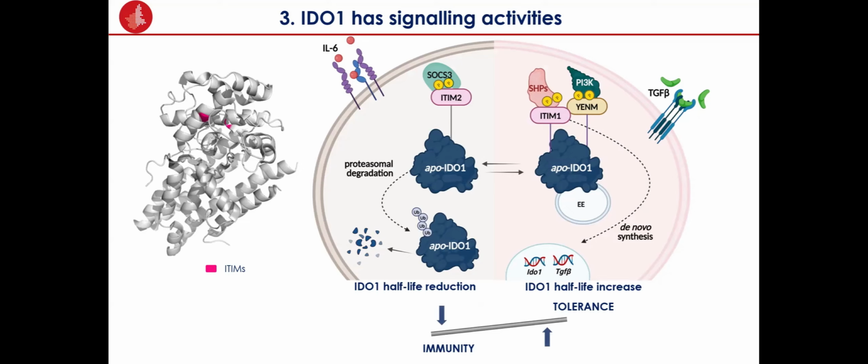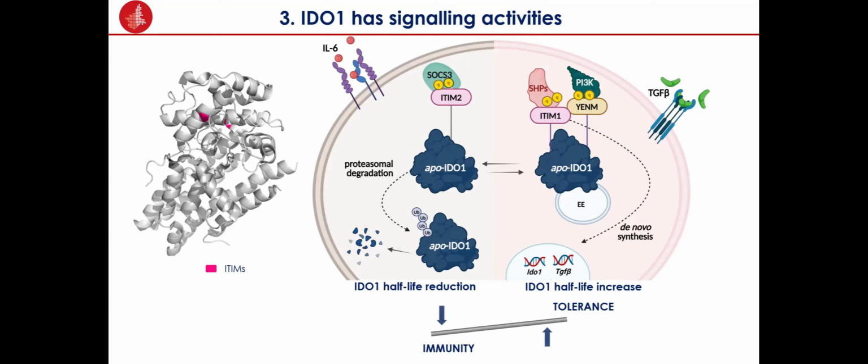So we can state that IDO1 is a protein that has the ability to fine-tune its half-life and to fine-tune the equilibrium between immunity and tolerance by regulating its own expression. But there is a third thing that IDO1 can do. You can see here there is a YENM motif, and when this motif is phosphorylated, IDO1 can also associate with PI3 kinases, and this causes a switch of IDO1 from the cytosol to the early endosomes.